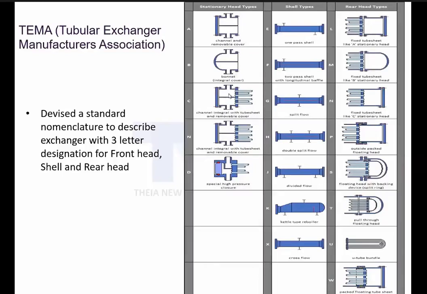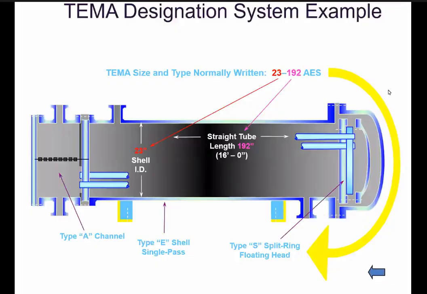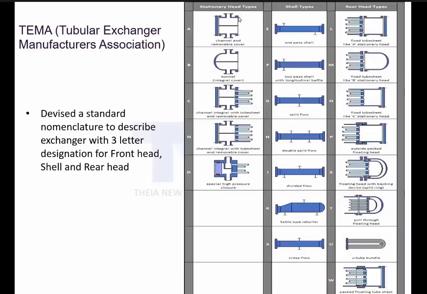Now this is the TEMA classification: front end, shell and rear end. TEMA always says exchangers are classified into three: this is the front end, this is called the shell, and this is the rear end. Let us go one by one. For the front end, you have A, B, C, N and D. For the rear end, you have L, M, N, P, all of these.